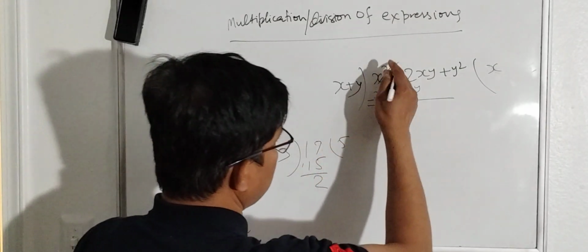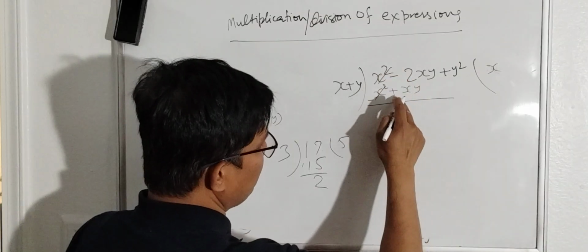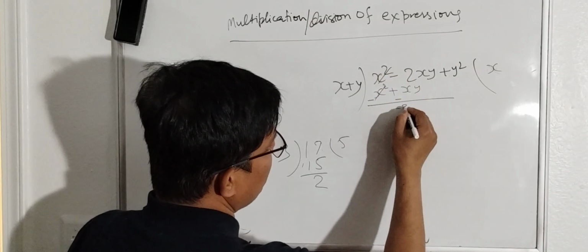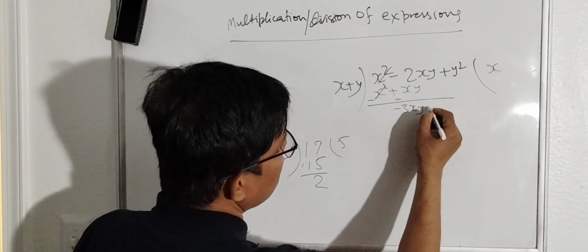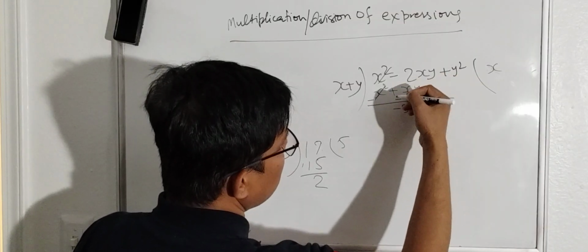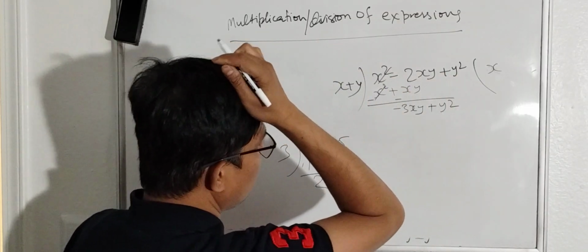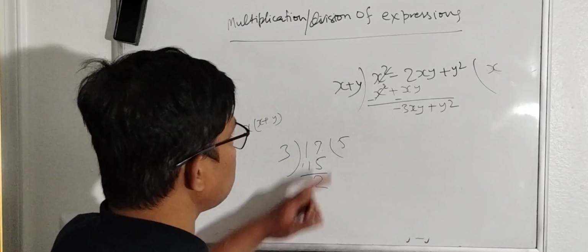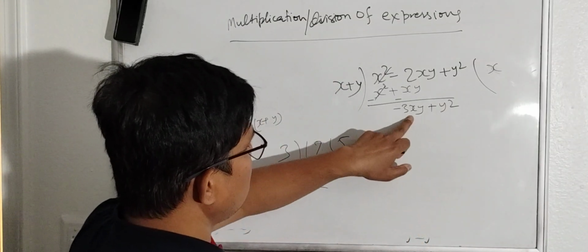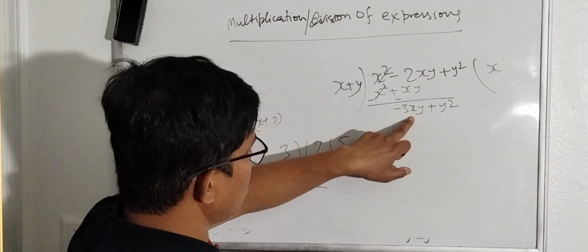Okay, so this one is gone. So minus 2x minus xy minus 1, so minus 3xy. Okay, and nothing is there. There is no y square, so y square will come down. Okay, what is next? So it has minus 3xy.